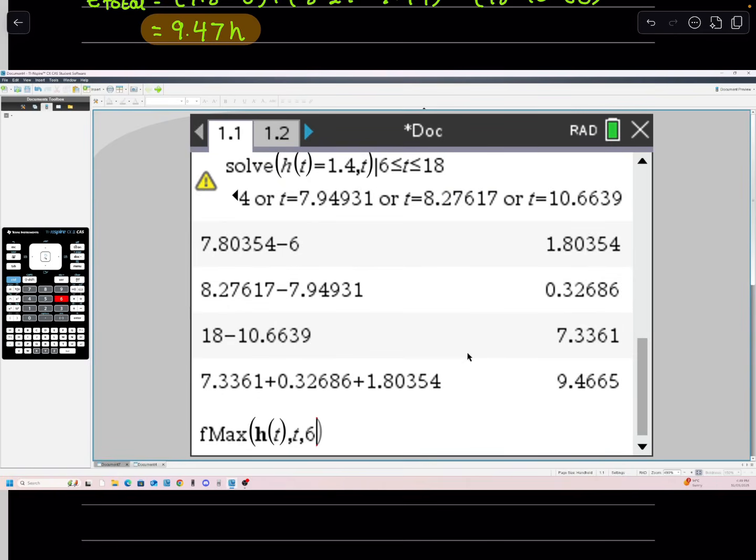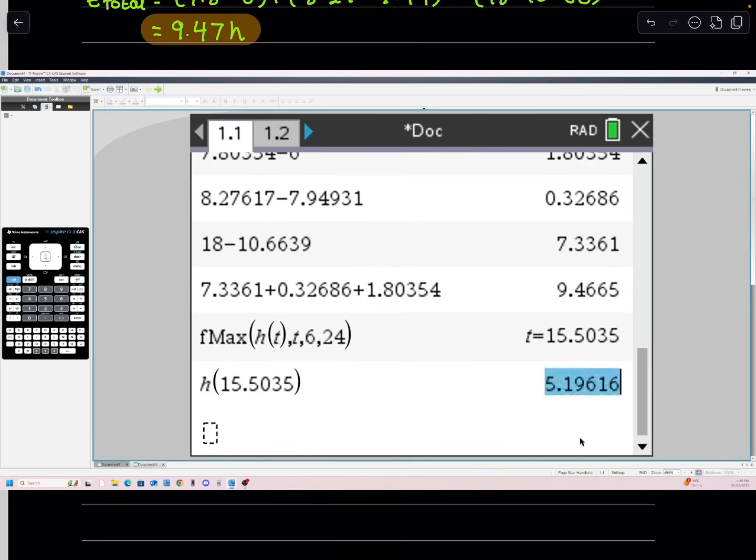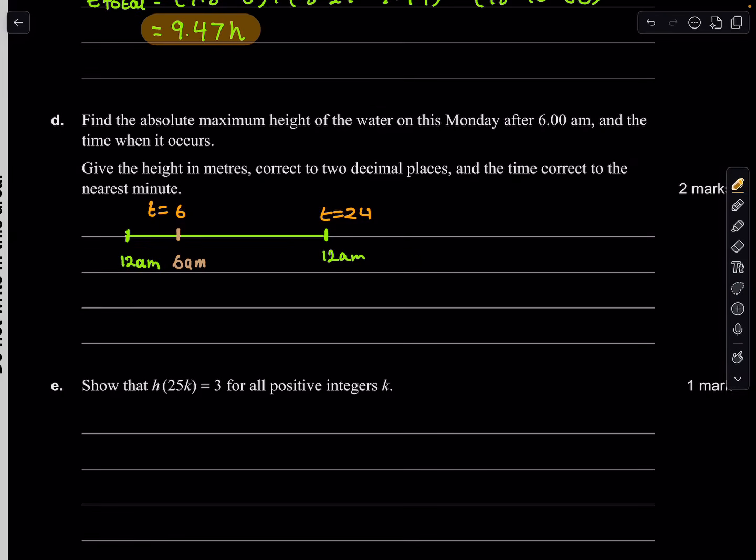Well, we said after 6 a.m. and only on Monday, which is up to 24. Enter, and it gives me the value of time where the maximum occurs. Absolute perfection. So we've got the time. We also want the actual height, so h, and subbing that in. And this is your height. So these are your answers. Let's write those down.